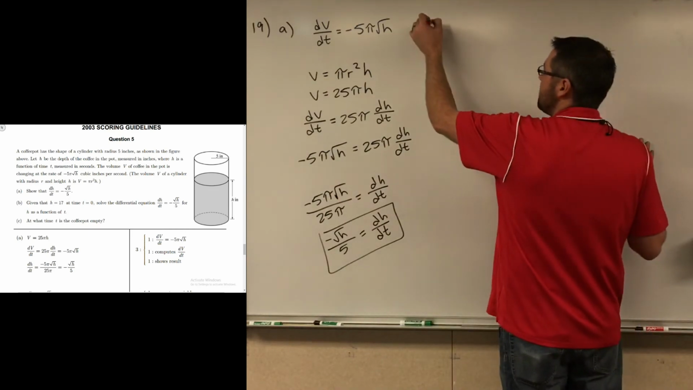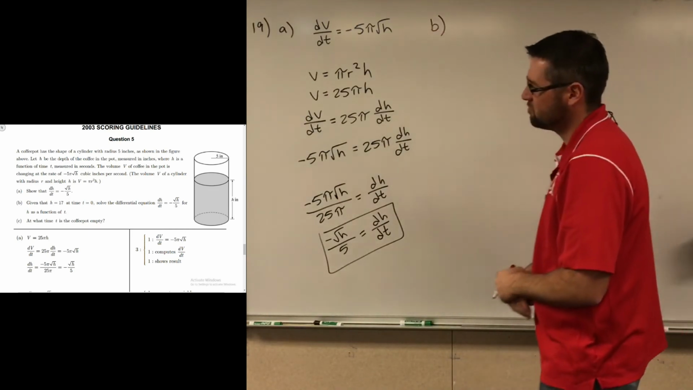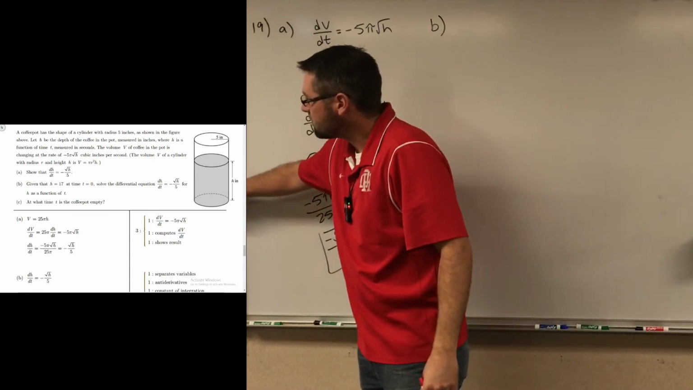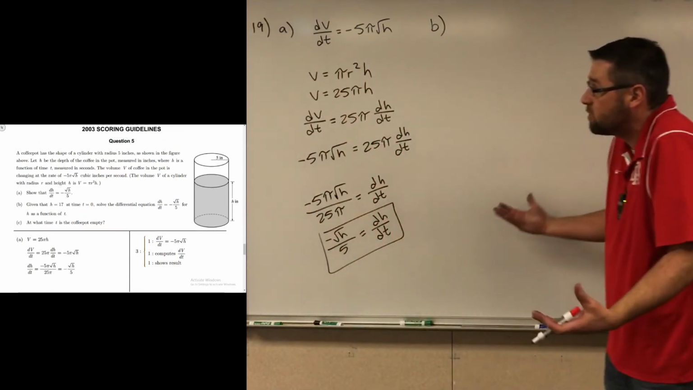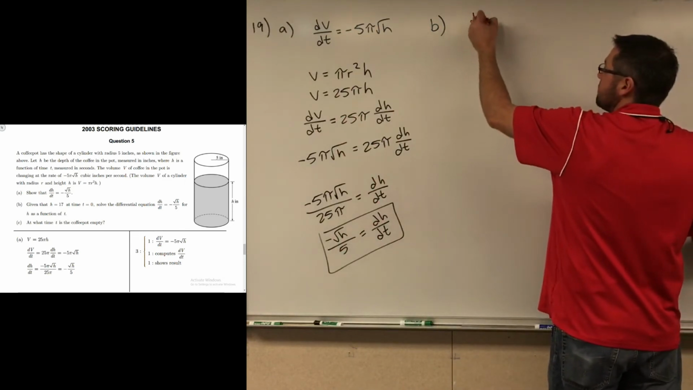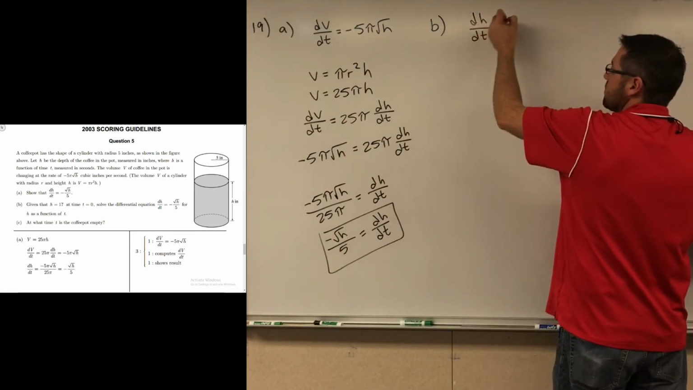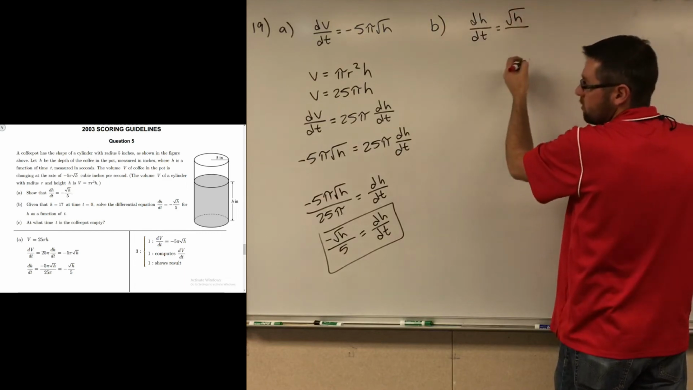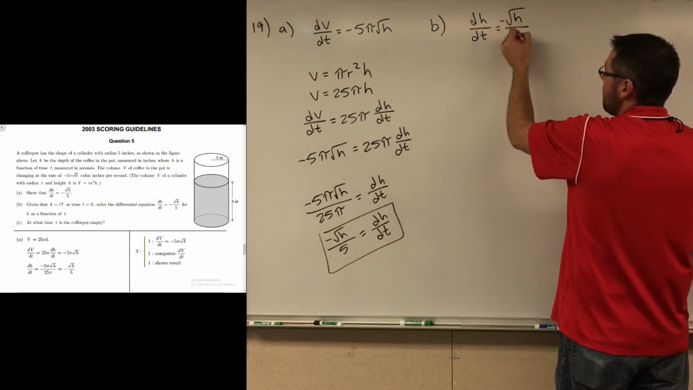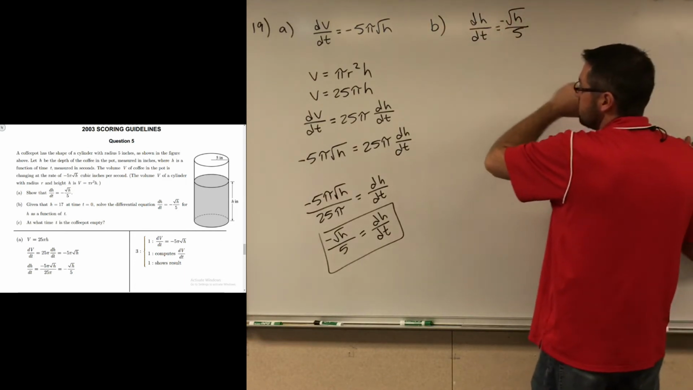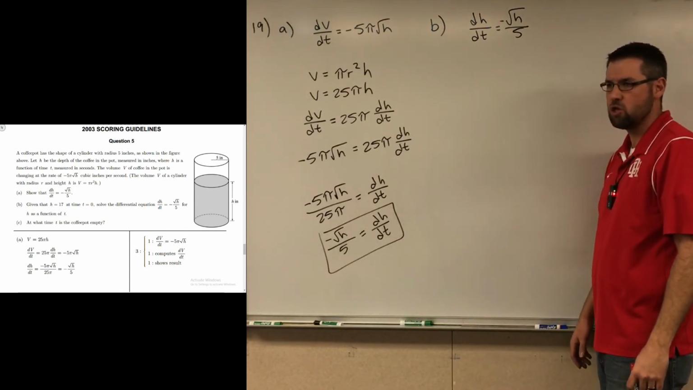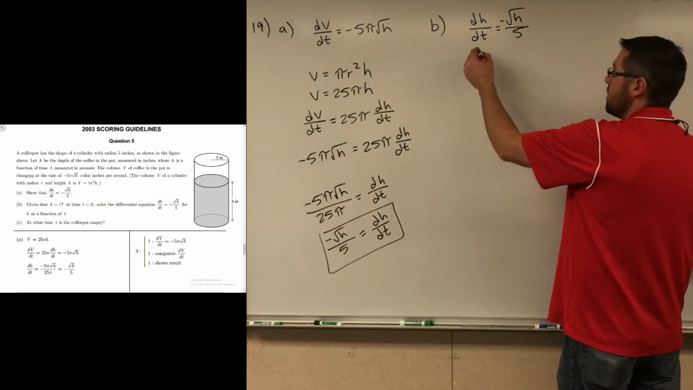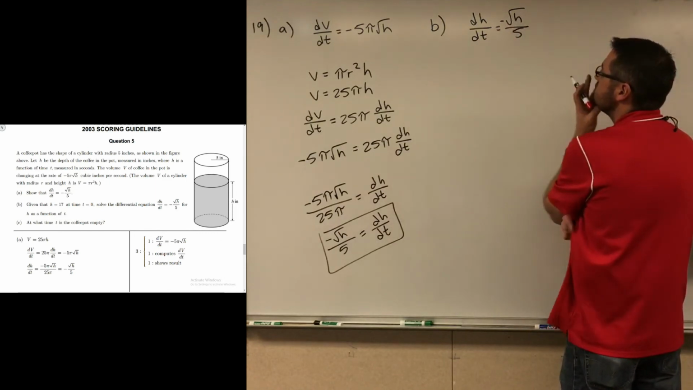Okay, part B. It says, given h equals 17 when t equals 0, solve the differential equation. That's easy, I hope. Negative rad h over 5. All right, what do I have to do? We're solving this. Separate the variables. So what do we do? It's okay.